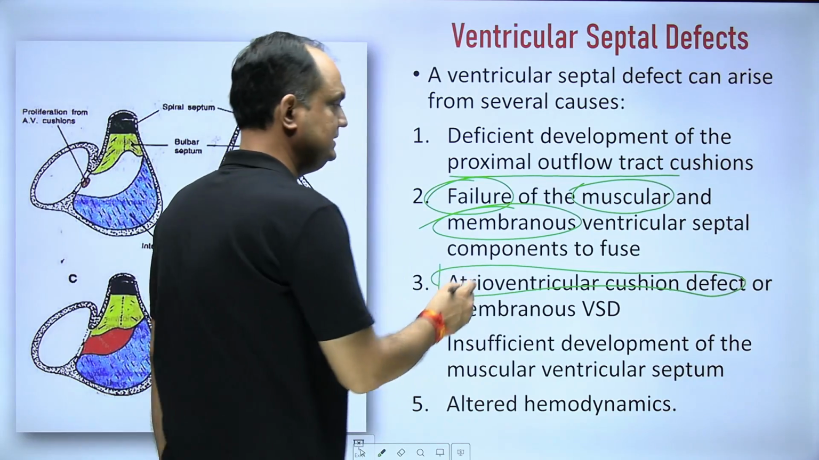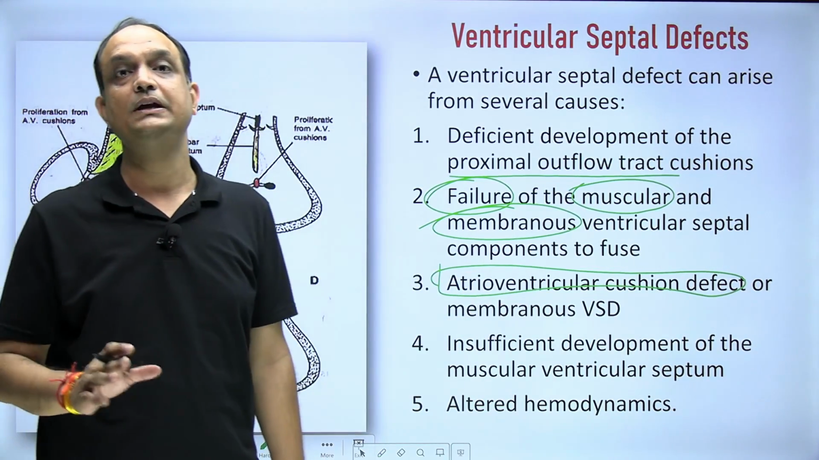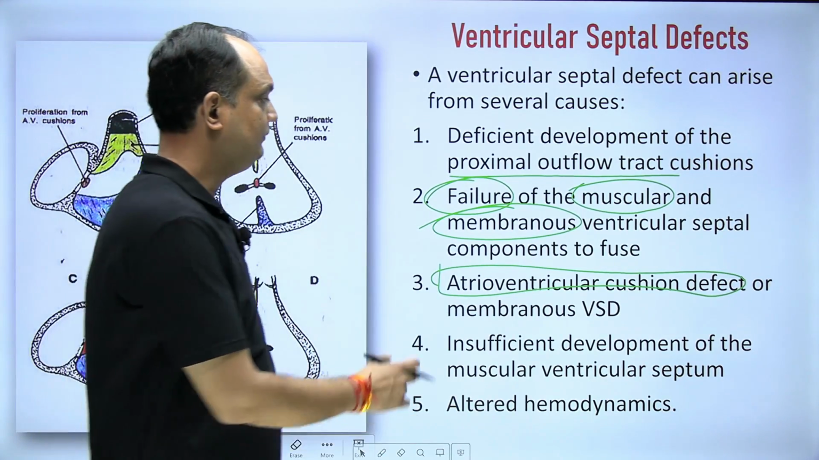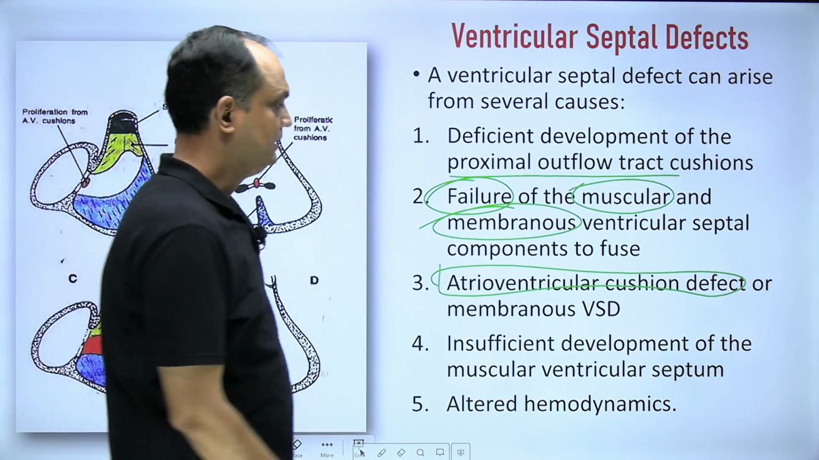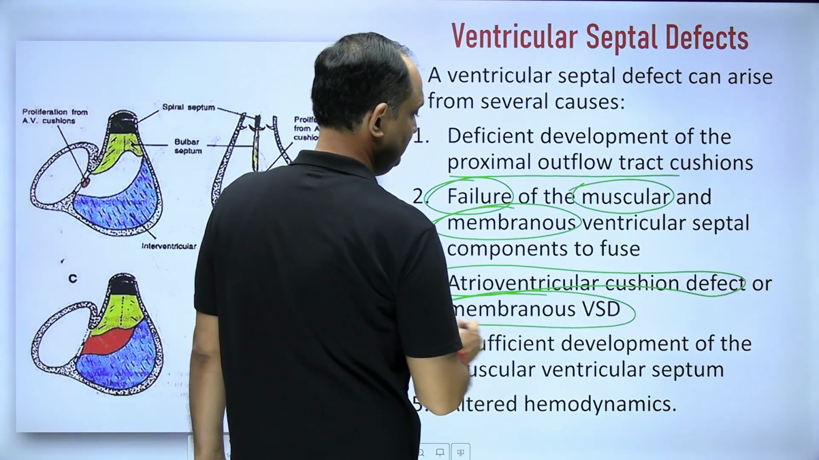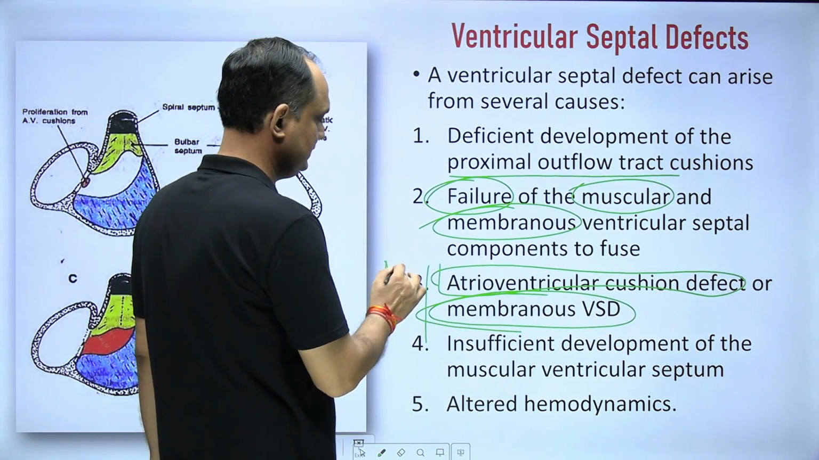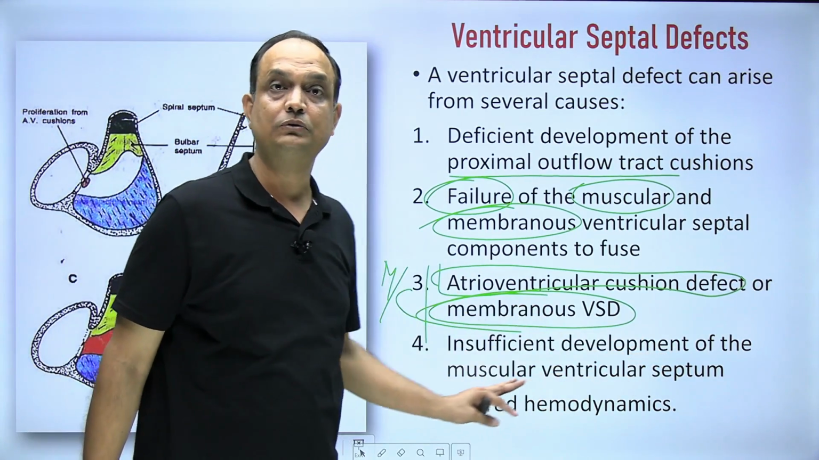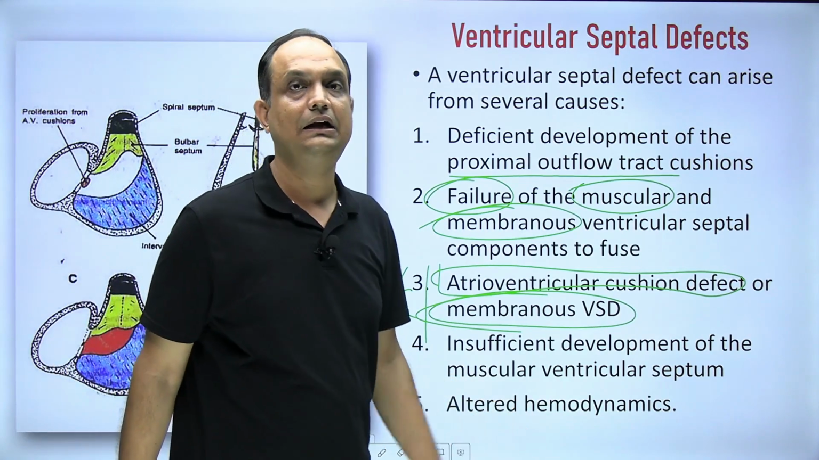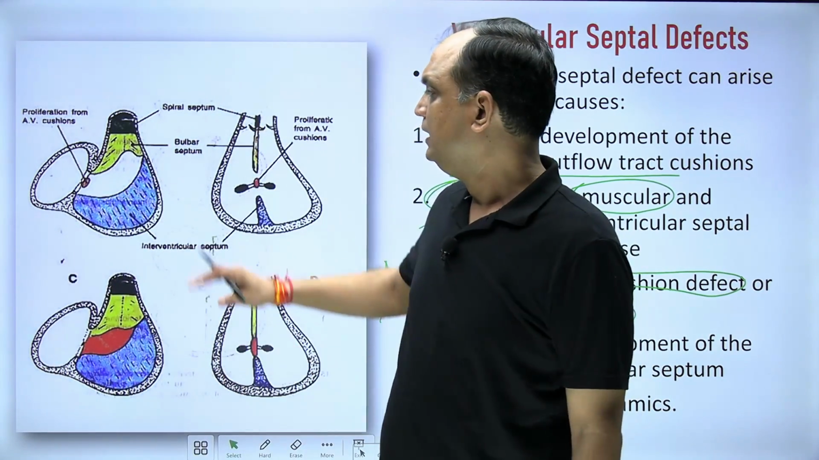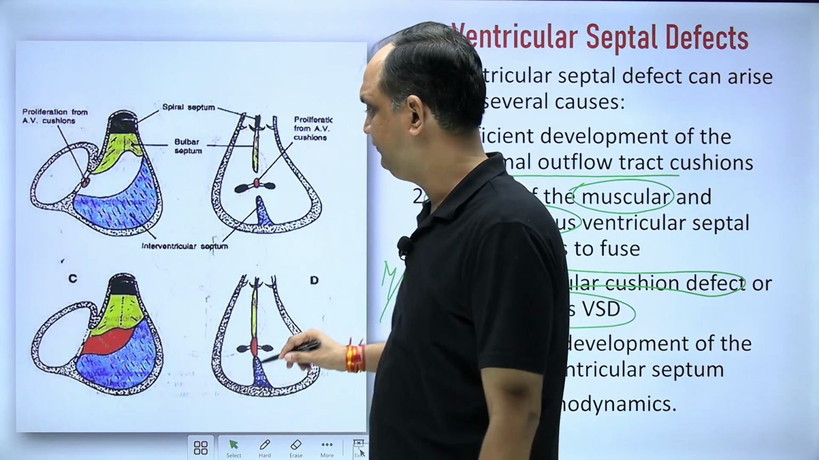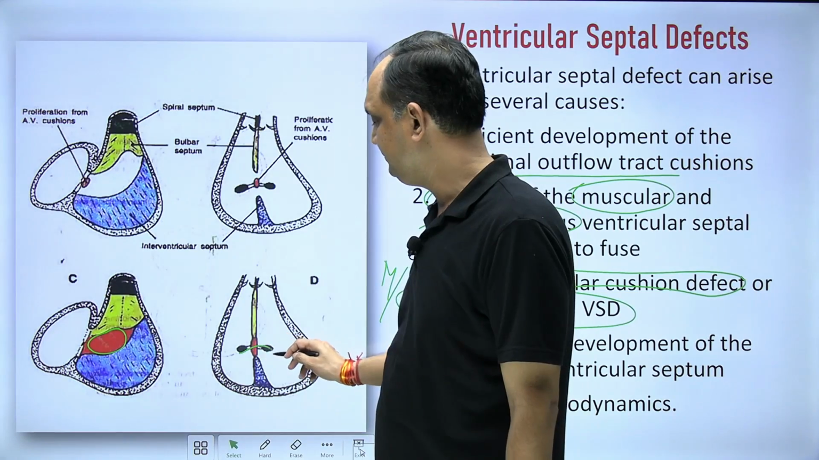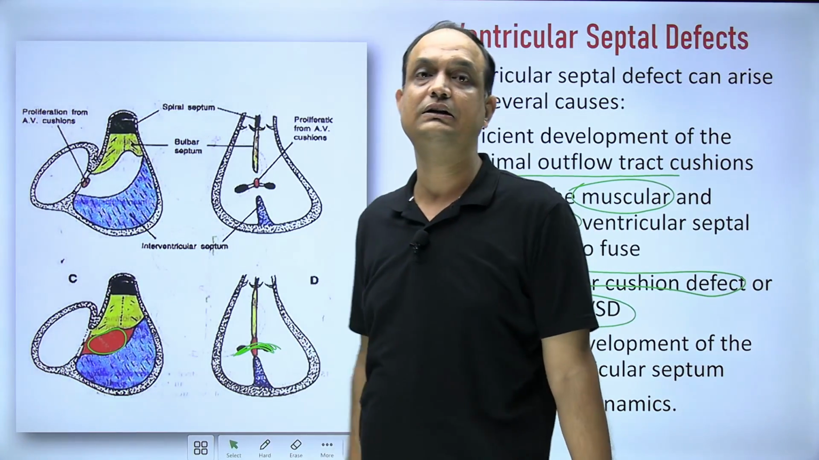Now my dear students, I told you these atrioventricular cushions have a major role in the formation of the membranous part of the interventricular septum. So if there is an atrioventricular cushion defect, the child is born with a membranous ventricular septal defect, and these membranous VSDs are the most common type of VSDs. Then you will have insufficient development of the muscular component, and lastly, altered hemodynamics in the heart tube. Now here in this image you can see that if this red colored area, which is known as the membranous part, does not form, then there is a membranous kind of ventricular septal defect.